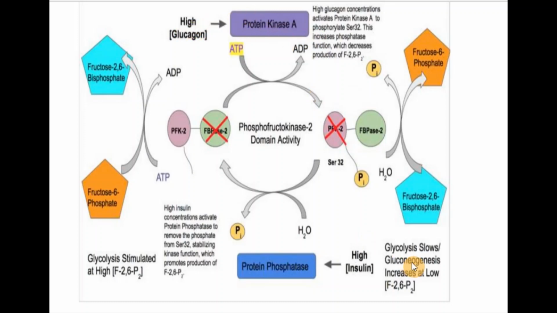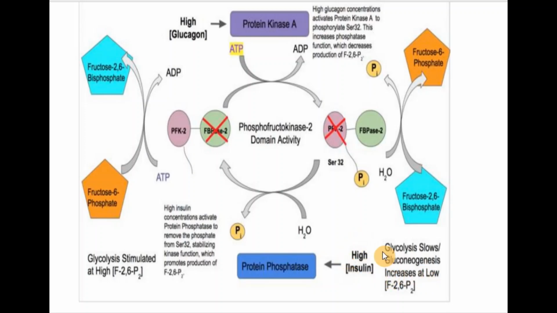Now, upon release of insulin, what happens? To understand this one, glycolysis slows down and gluconeogenesis increases when there's a low fructose 2,6 bisphosphate. So when there's low fructose 2,6 bisphosphate, it means that there is none to go and activate PFK1 positively. Hence, glycolysis slows and gluconeogenesis speeds up.